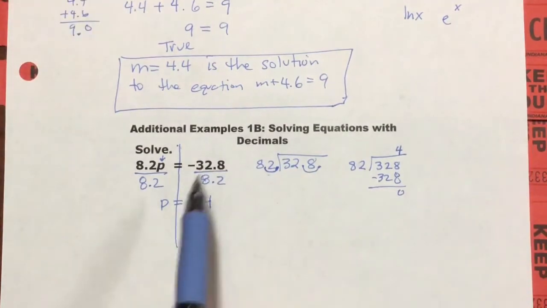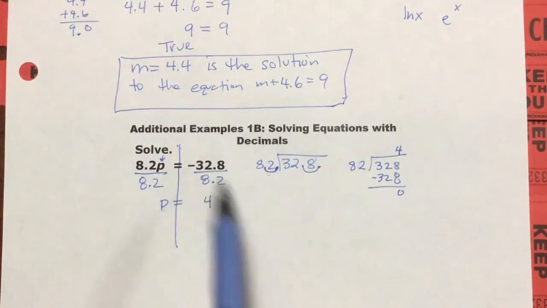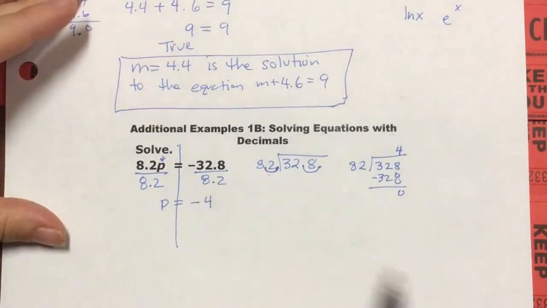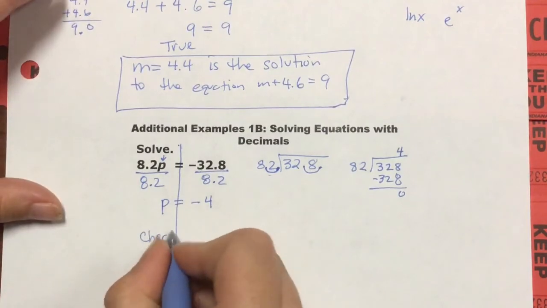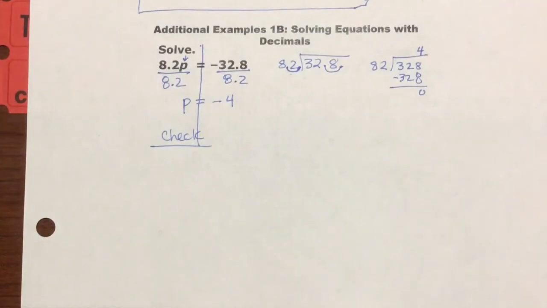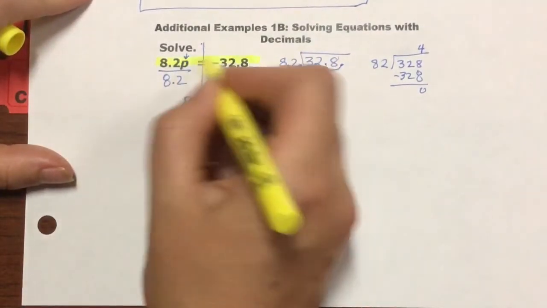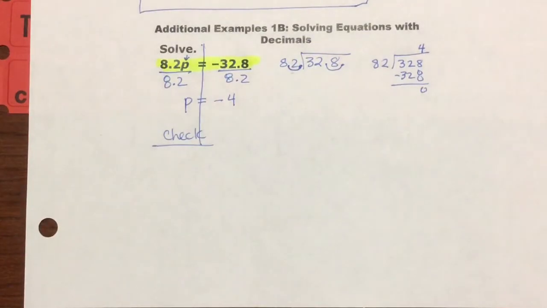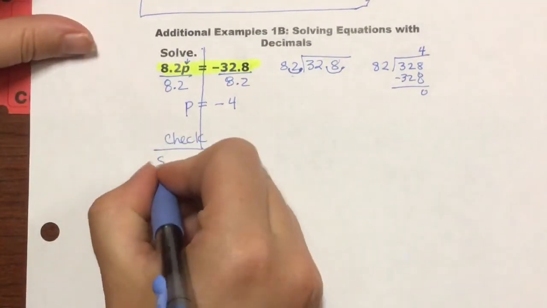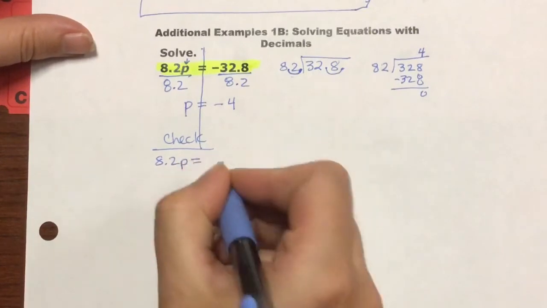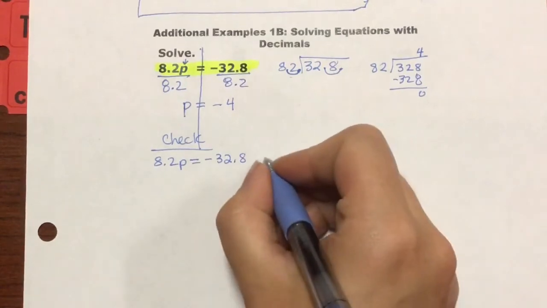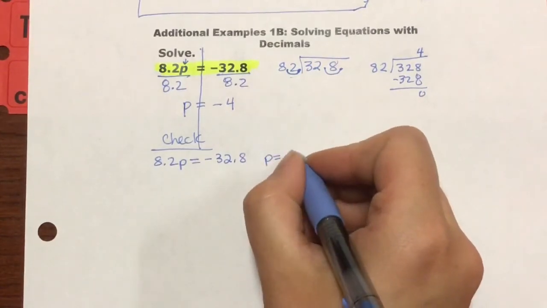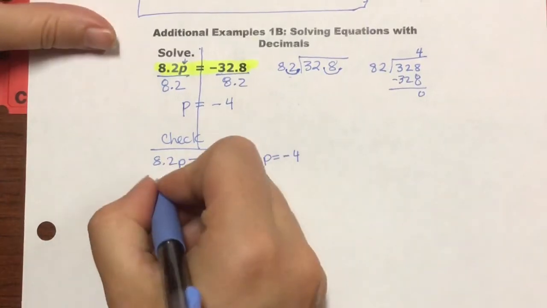But now we have to remember, we can't forget about this negative. A negative divided by a positive number is always a negative. So that's our answer. P equals negative 4. But now we have to check it. So let's check it. And remember, whenever we check it, we have to write the original equation first, just as it was there, okay? So we are going to write 8.2p equals negative 32.8, and we are checking it, evaluating when p is equal to negative 4. So we're going to substitute that in.